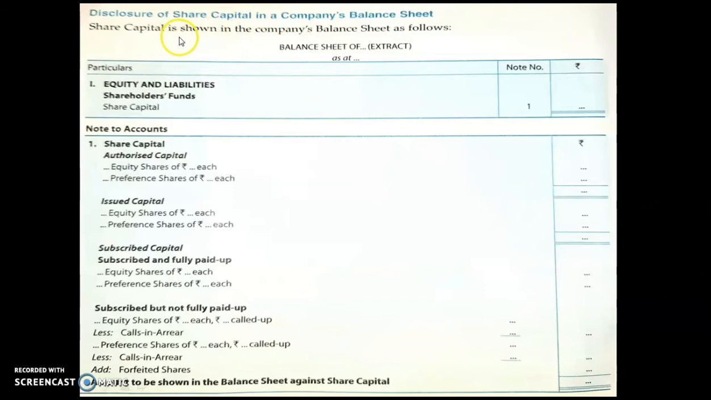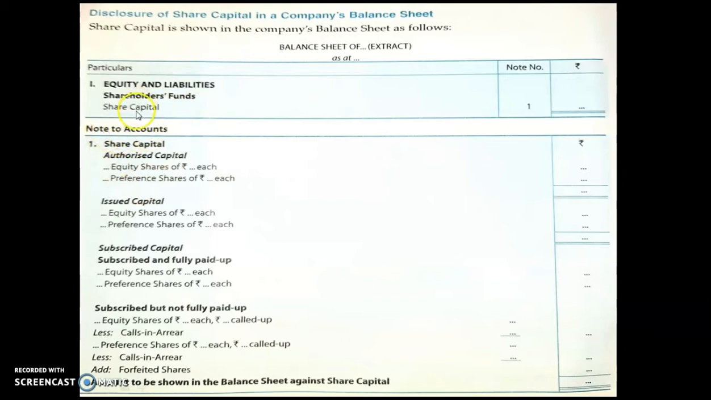Here is the format of a balance sheet where we have disclosed share capital. While drawing the extract of a balance sheet, you can see here equity and liability as the first heading. Then we have shareholders fund, and just below that you have to write share capital. Children, if there is more than one subclassification in a particular head, that is in share capital, we have to show that as a separate note, known as note to accounts.